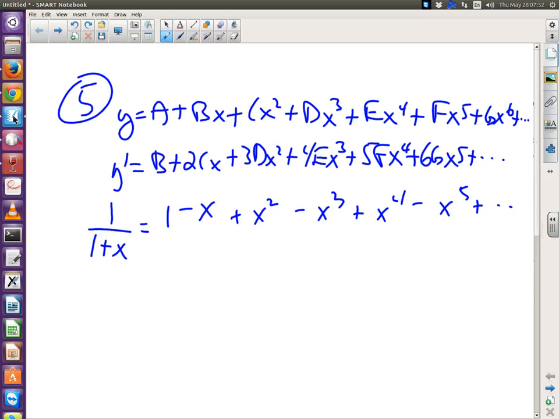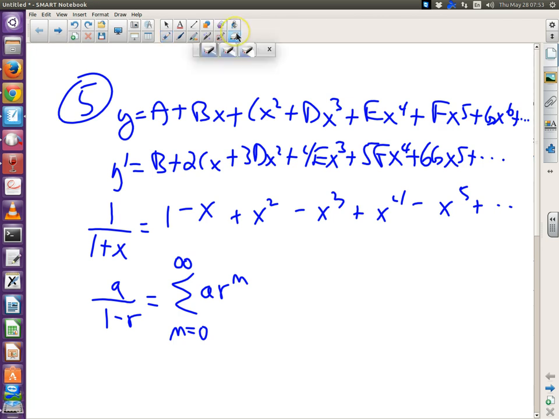Someone said, wait. I think for a geometric series, it's the first term over. A geometric series, let's see, how am I going to write this? A over 1 minus r is sigma a r to the n as n goes from 0 to infinity, if and only if r in absolute value is less than 1. Okay, right? So there you go.